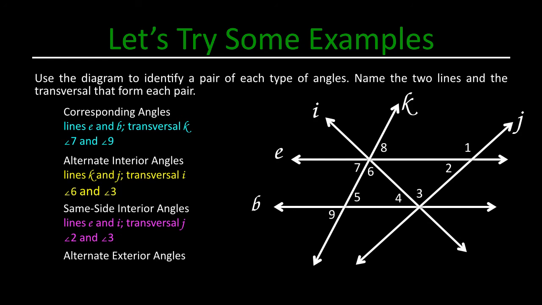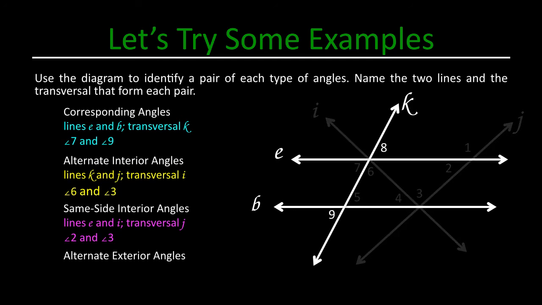Lastly, we have our alternate exterior angles. We know we're looking on the outer edge of my transversal. Which transversal? Let's see. It's my transversal K this time, cutting through lines E and B to give me angle 8 and 9.